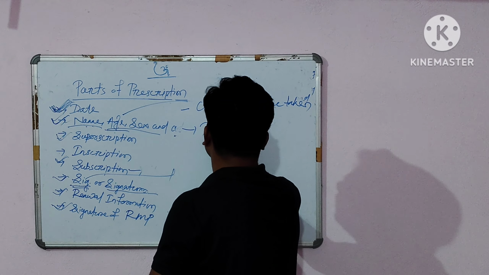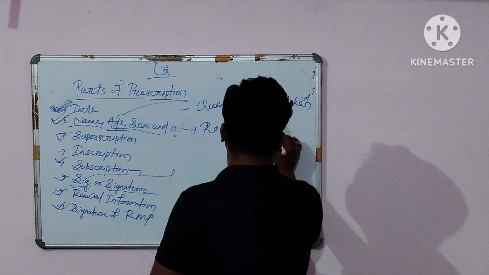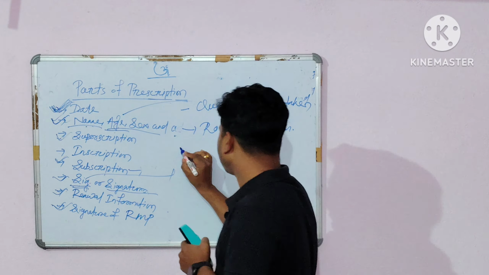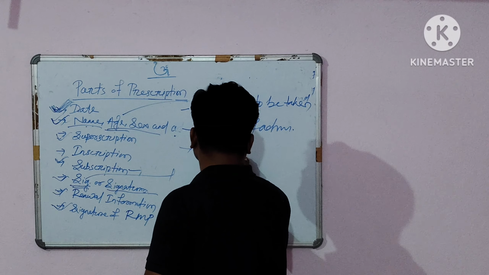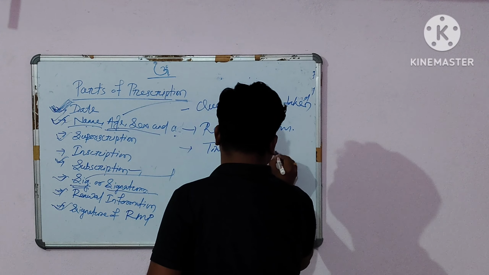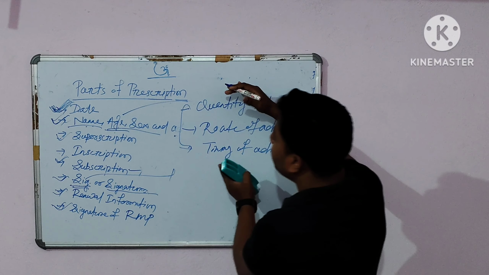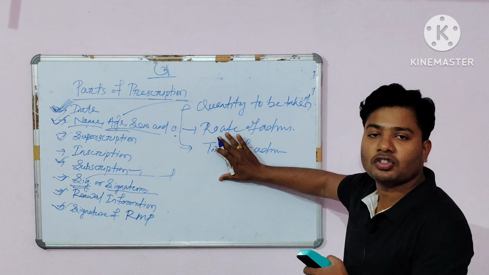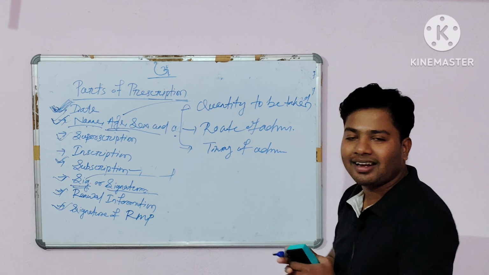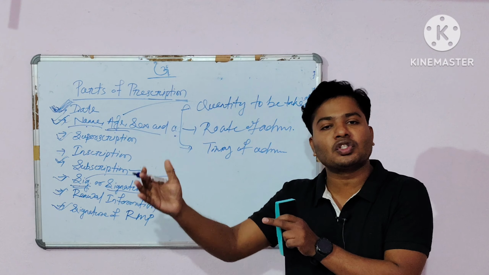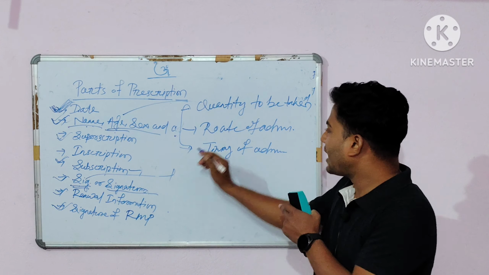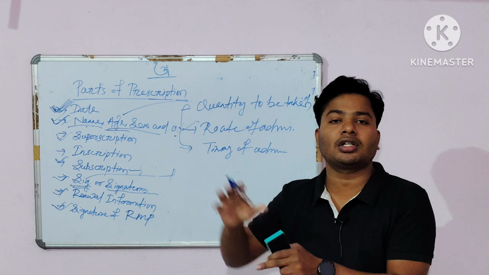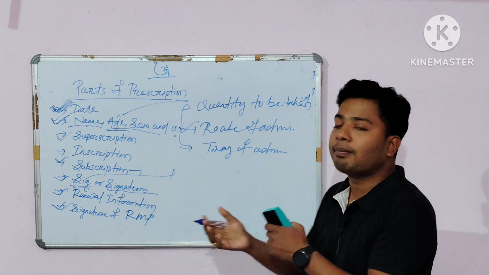Second one is route of administration. That means in which route you have to administer such type of drugs. Another one is timing of administration. So such type of information is in the signatura. The quantity to be taken means how much drug or dose you have to administer. Second is route of administration, meaning in which route you have to administer to the particular patient.